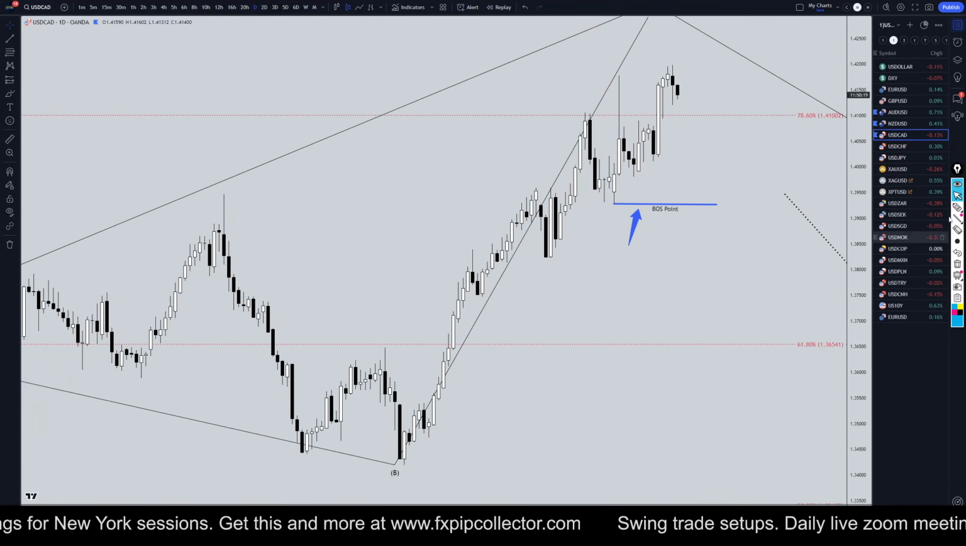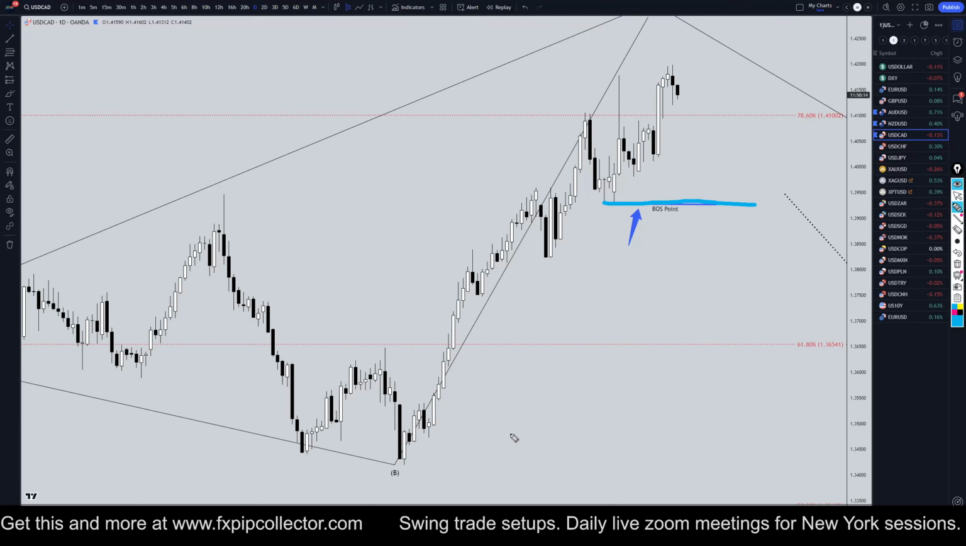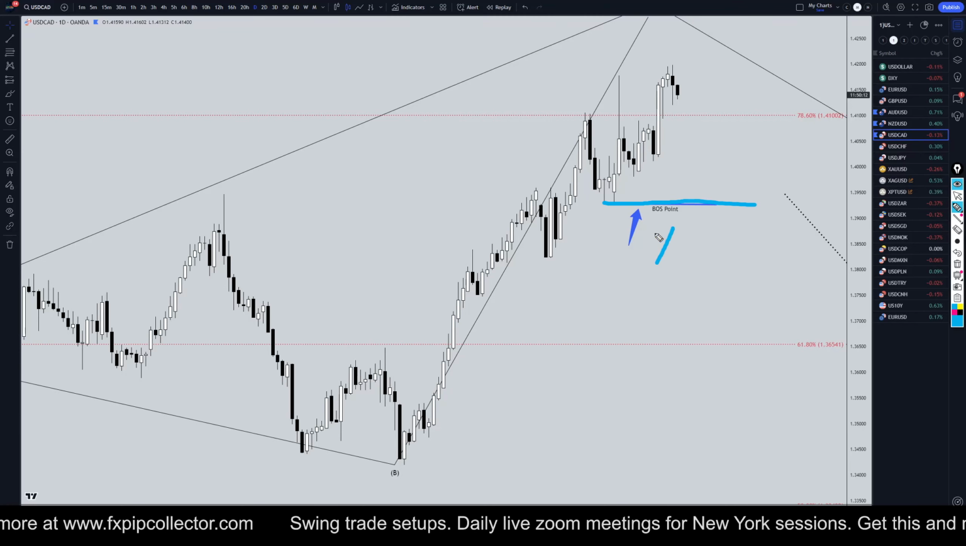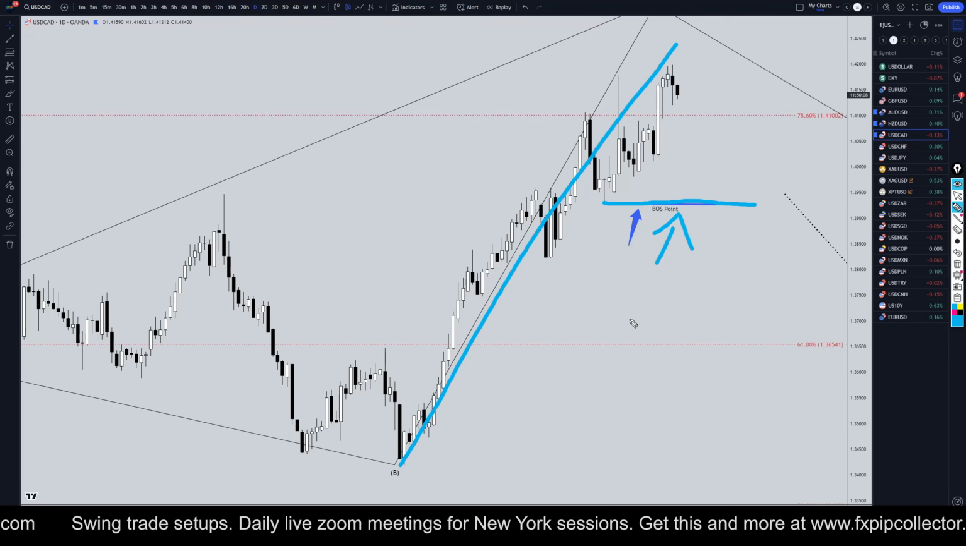Taking it down to the daily time frame. So on the daily time frame, my structure is way down here. So price would have to go all the way down here to break this structure to prove to me that this whole uptrend right here is over.